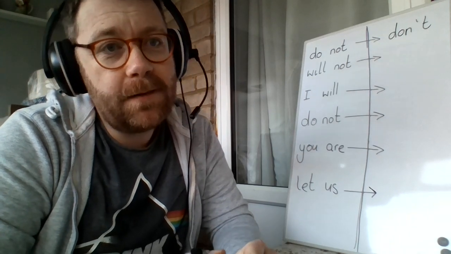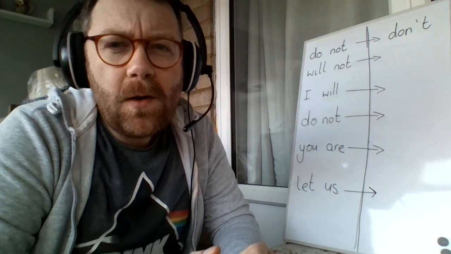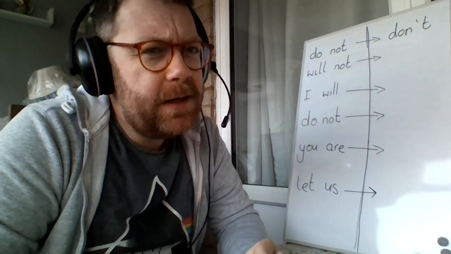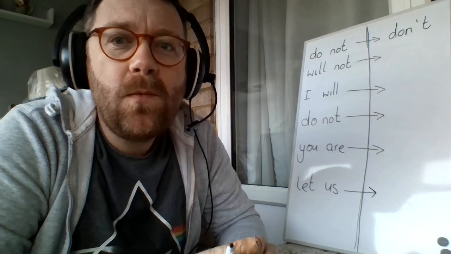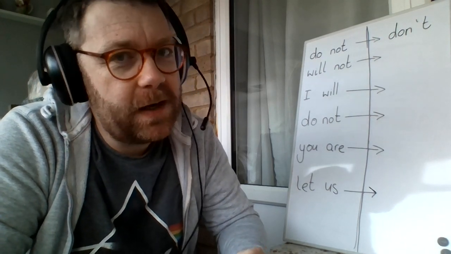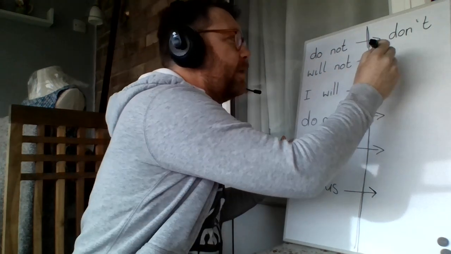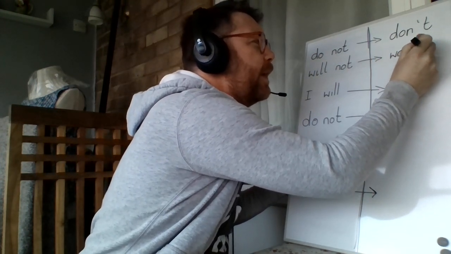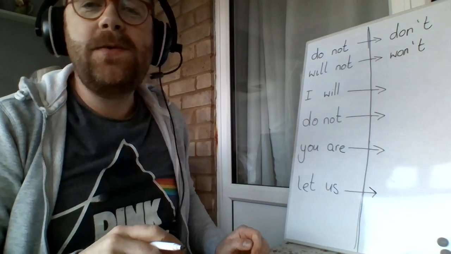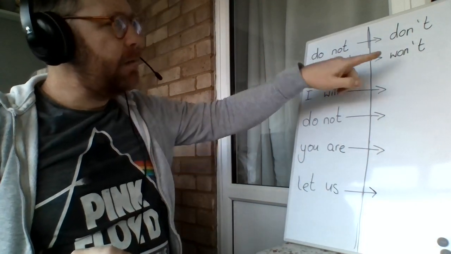Do not becomes don't. What about will not? I wish I'd put this one down a little bit further now, because this one is always a bit of a weird one. So will not. There's no such word as willn't. It's not going to be willn't. This one, will not, becomes won't. I will not do it, or I won't do it. Okay, so will not becomes won't.